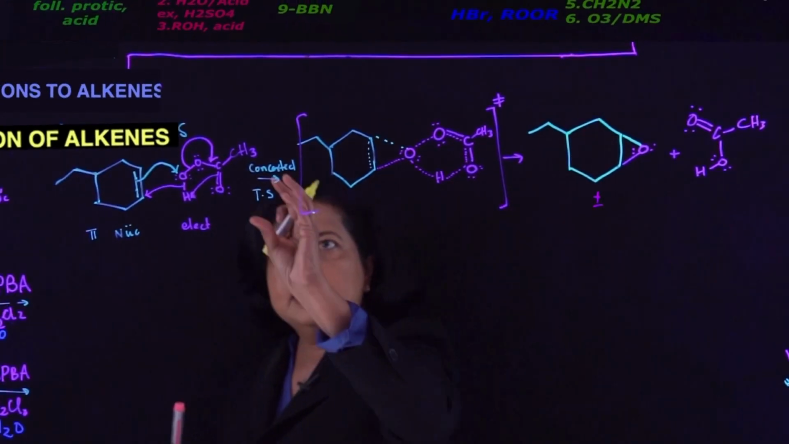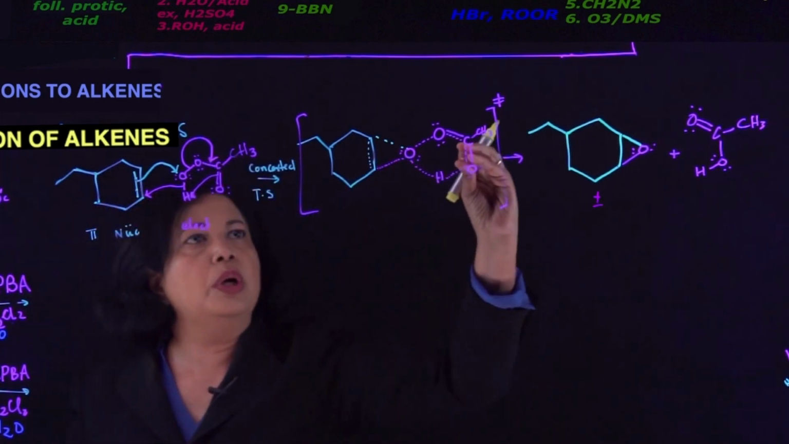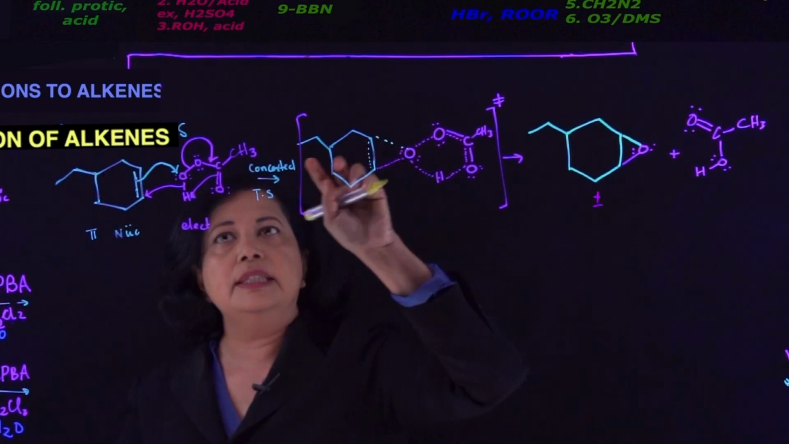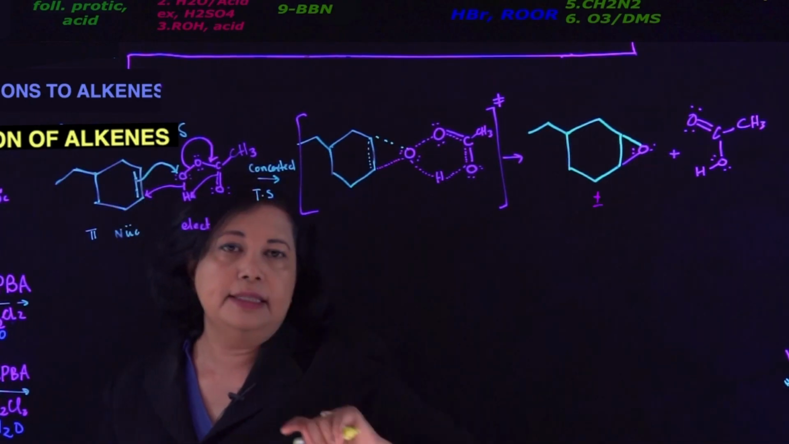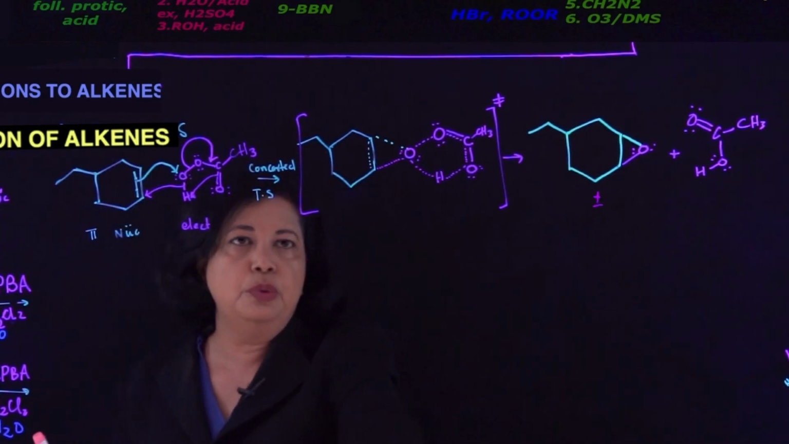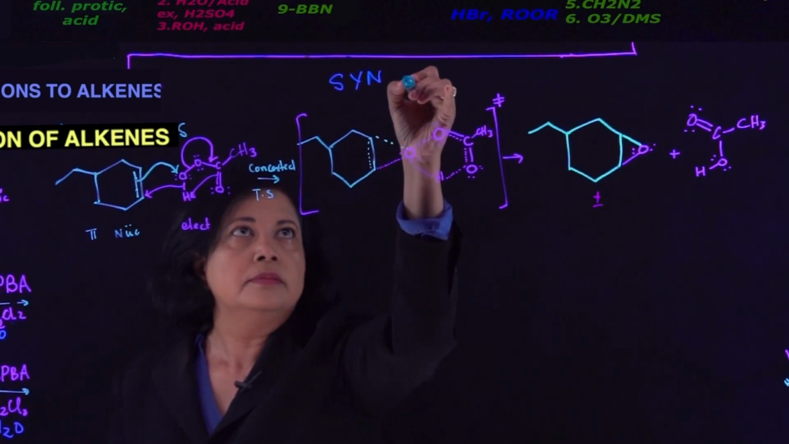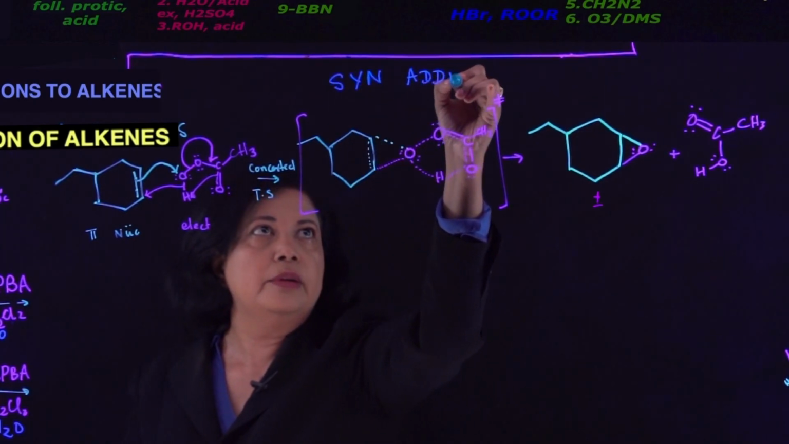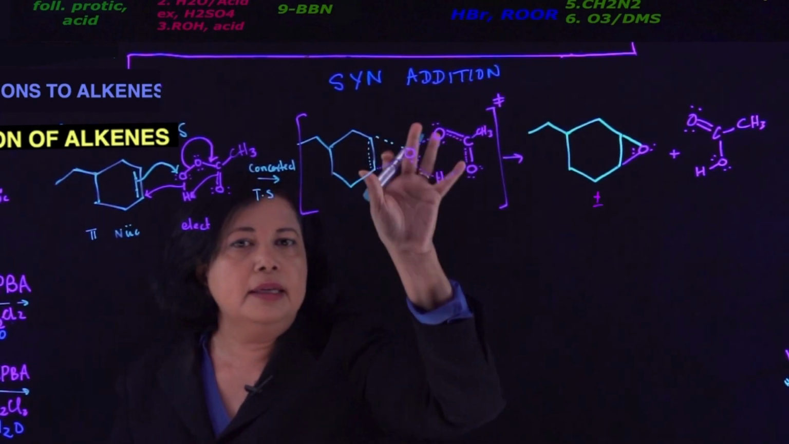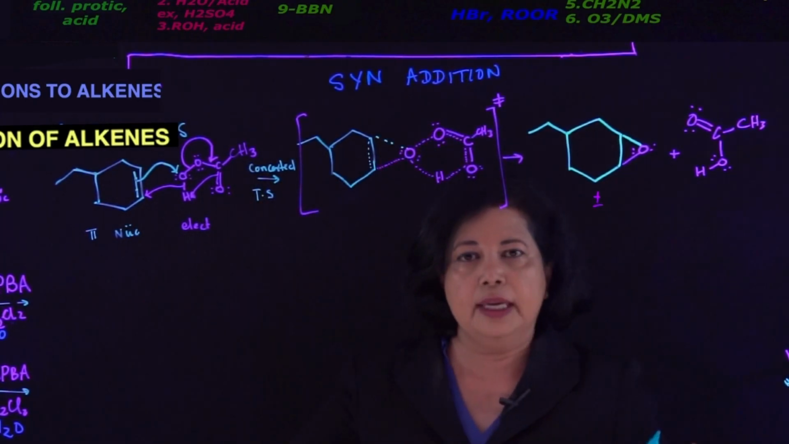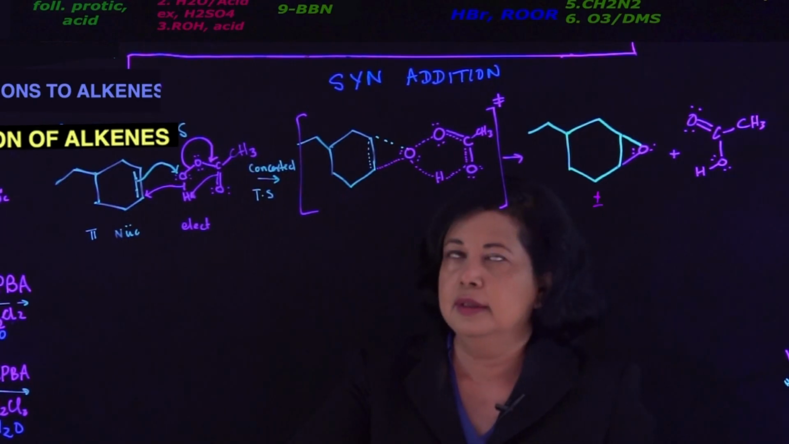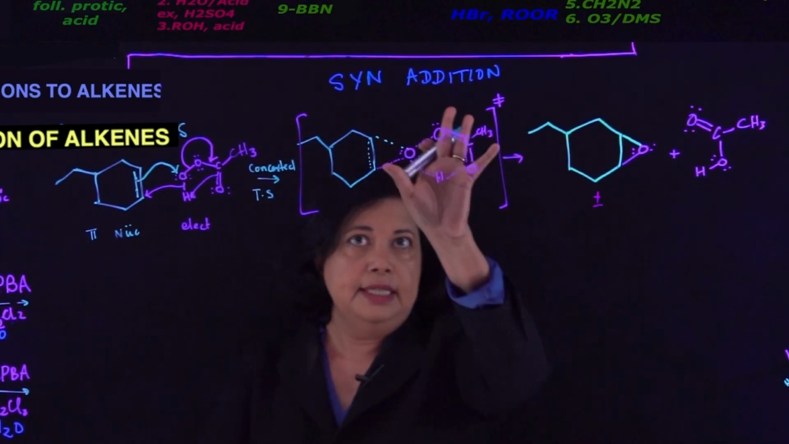Now, the way this reagent is, it can only add on one side. You can see it can't wrap around and add anti. So it is always going to be a syn addition, just because of the way the reagent is, and the mechanism would follow with the reagent and the reactant structure.